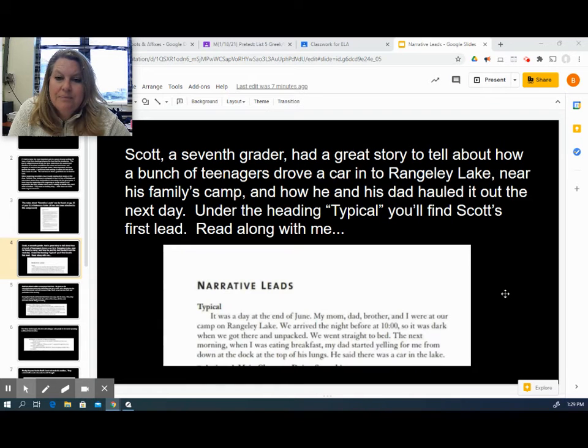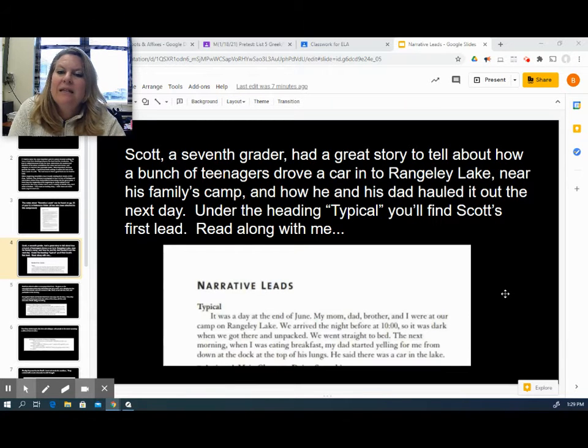Read along with me. It was a day at the end of June. My mom, dad, brother, and I were at our camp on Rangeley Lake. We arrived the night before at 10, so it was dark when we got there and unpacked. We went straight to bed. The next morning, when I was eating breakfast, my dad started yelling for me from down at the dock at the top of his lungs. He said there was a car in the lake.